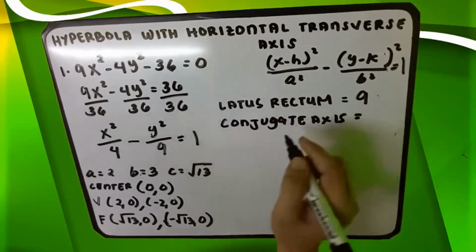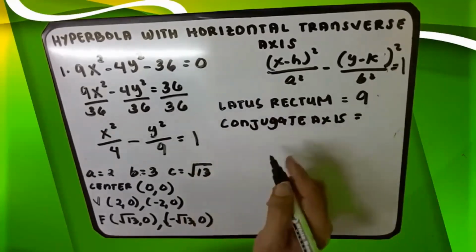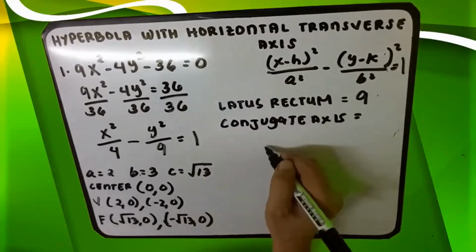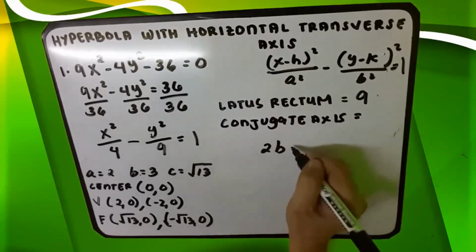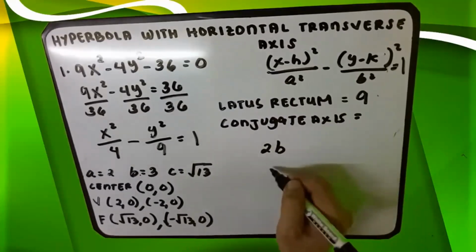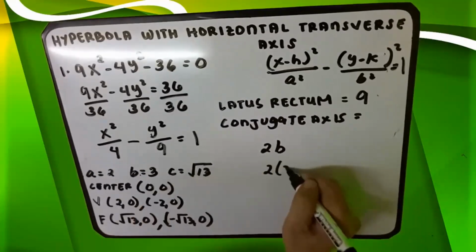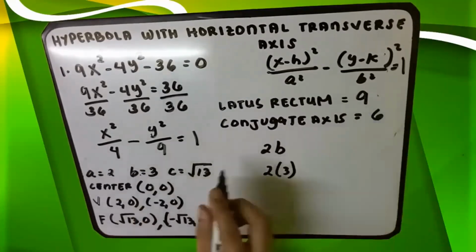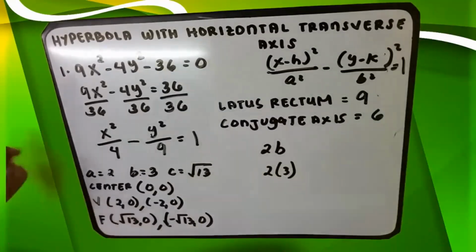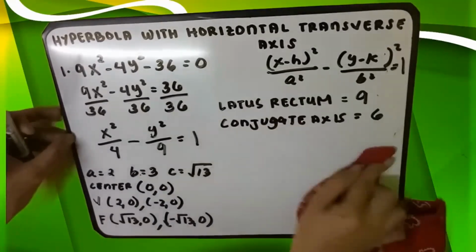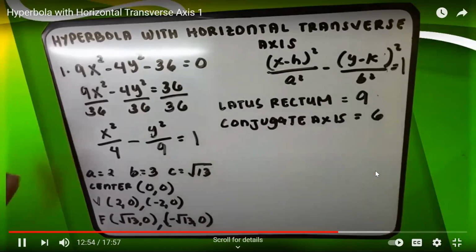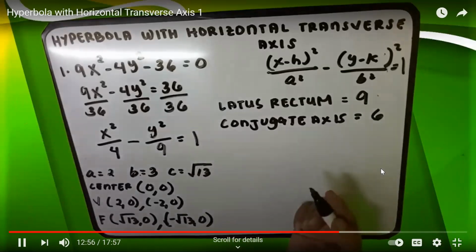And then for the conjugate axis, para makuha natin yan, gagamitin lang natin length of the conjugate axis is 2b. So that is 2. Ano ba yung b natin? 3. So 6. So conjugate axis, ang length niya ay 6. Napakadali lang. Mukhang mahirap lang yung mga terms, pero napakadali lang niyang kunin.